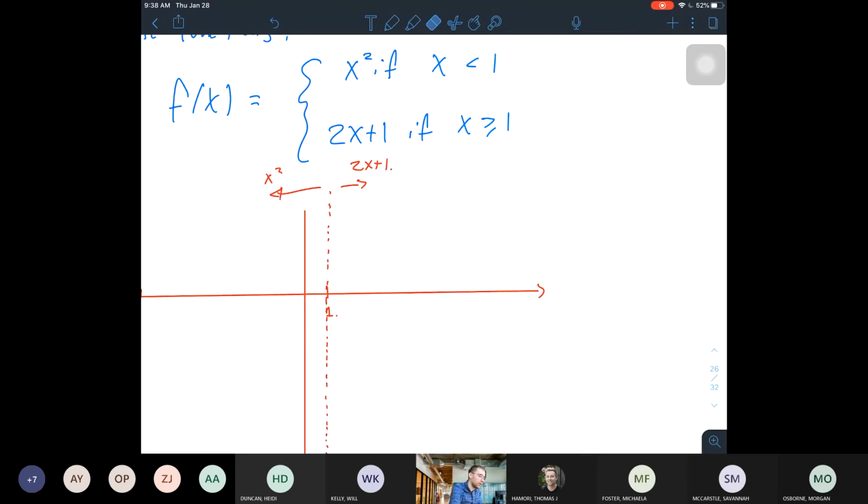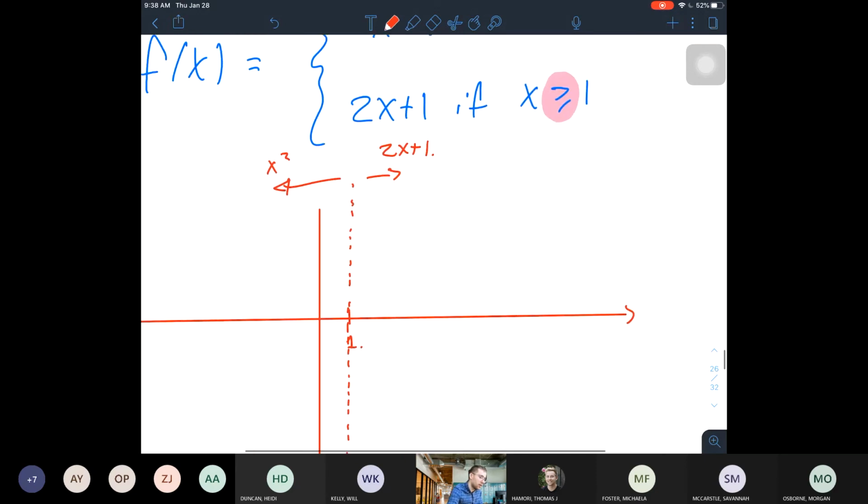Now, the main question that remains really is which rule should we use at x equals 1? And that's going to be this bottom rule, 2x plus 1, because in this case we have greater than or equal to, whereas we only use x squared as the rule if x is strictly less than 1. But when x is equal to 1, we're going to use the rule on the bottom.